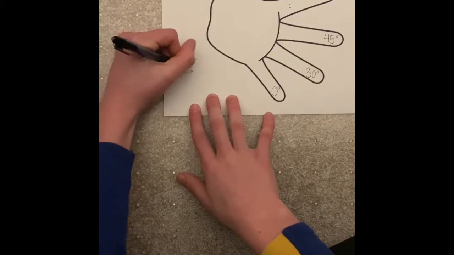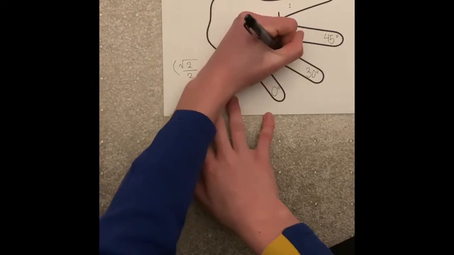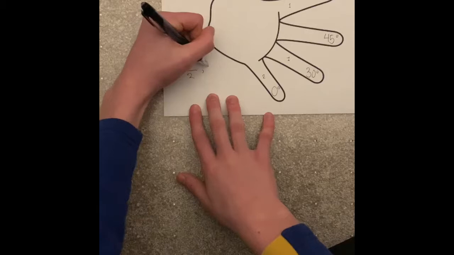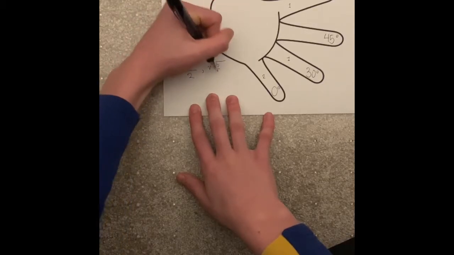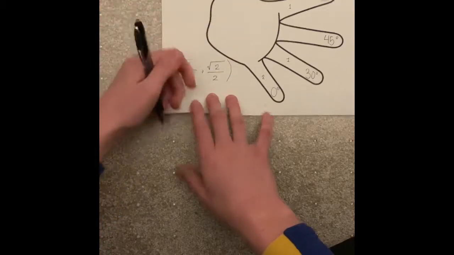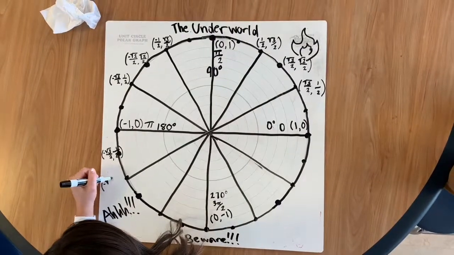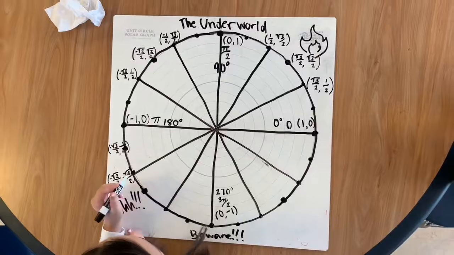Whichever angle you are looking at, you look at the number of fingers above the finger corresponding to that angle and take the square root of that number and divide by 2. Your denominator is always 2. And that is your x-coordinate. To find your y-coordinate, you take the number of fingers below the finger being looked at, take the square root of it, and divide by 2.